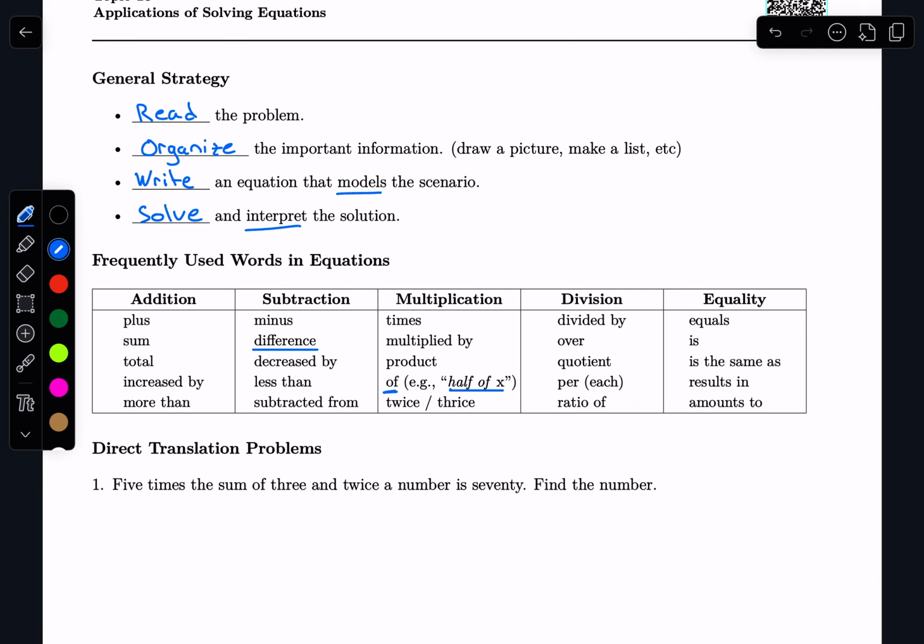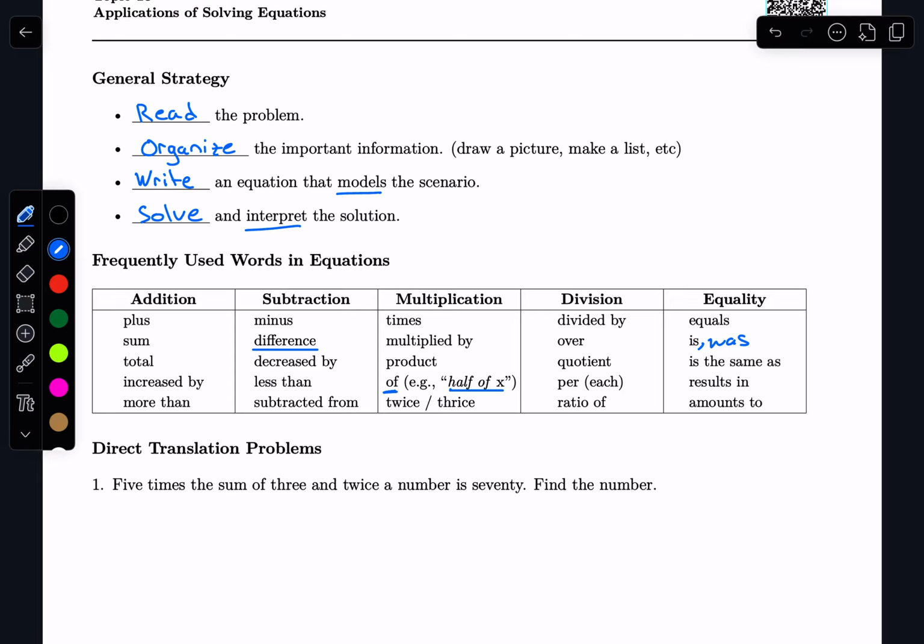In equality, we have equals, means, of course, an equal sign, but we also have the word is, or past tense of that, we might see the word was. Okay, so is and was both mean equals. Is the same as is just really spelling out, hey, this means equals. Results in means equals. Amounts to means equals.